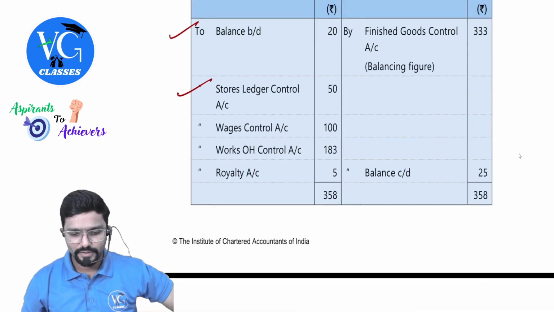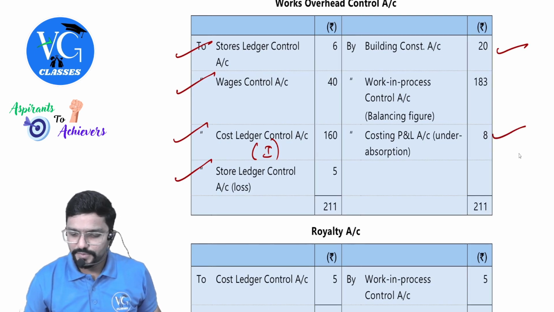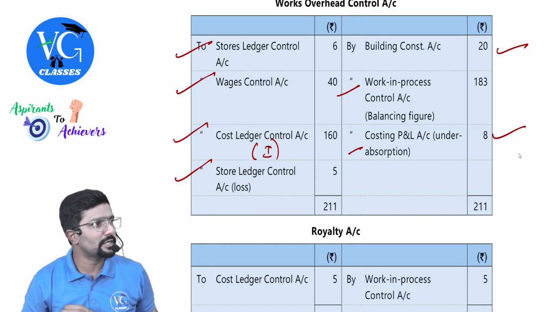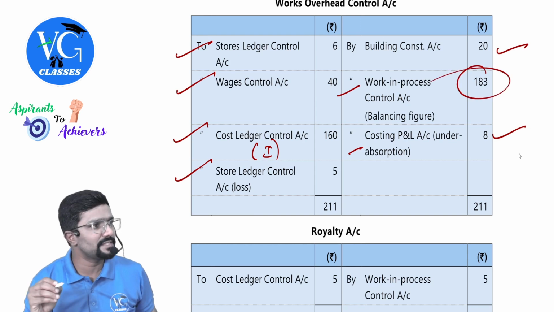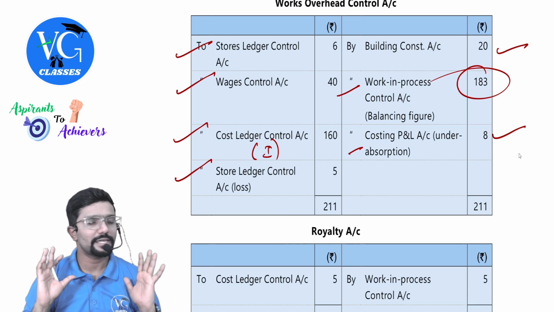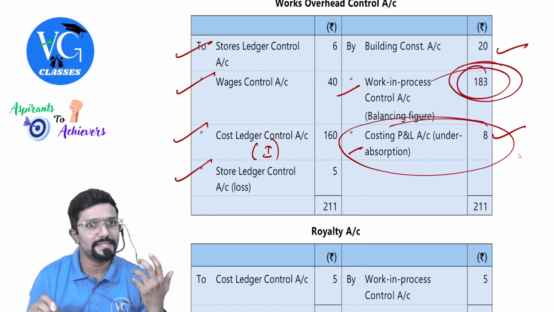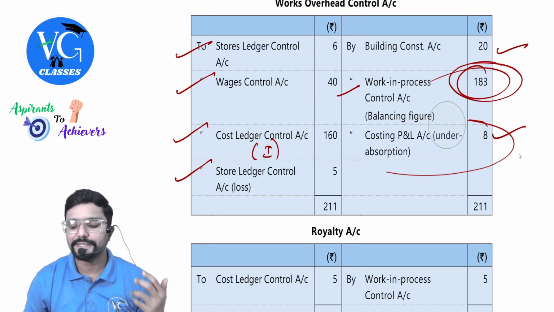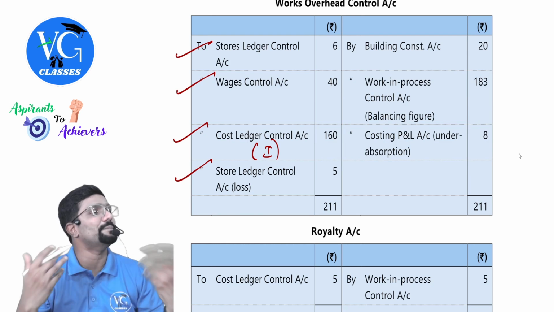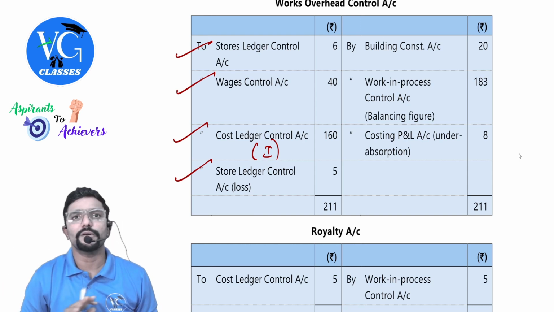Then they told under absorption 8 lakh. Try to put it at the last, guys, because after absorption only we will get under absorption. This we will find out as a balancing figure, but it should come before under absorption. Plan accordingly. If you are writing, obviously you will write under absorption first, but leave space and write, because under absorption or over absorption will come only after you absorb. Before you absorb, you cannot tell how much is under or over absorption.